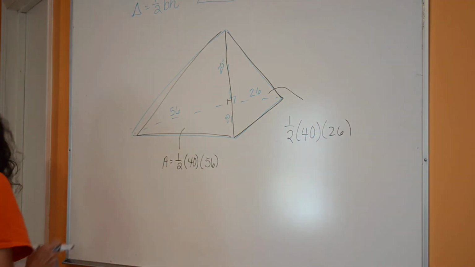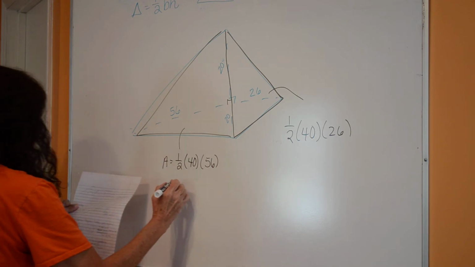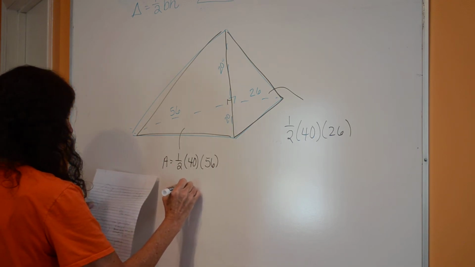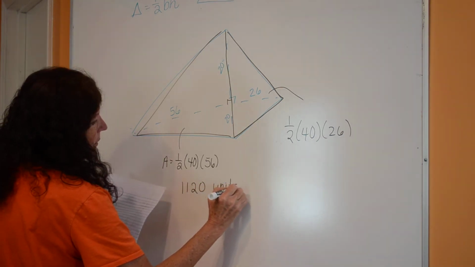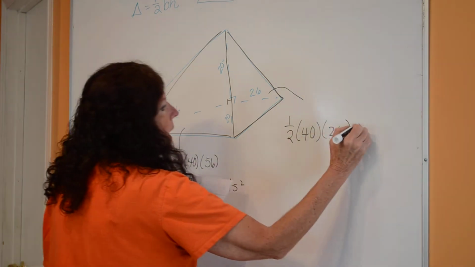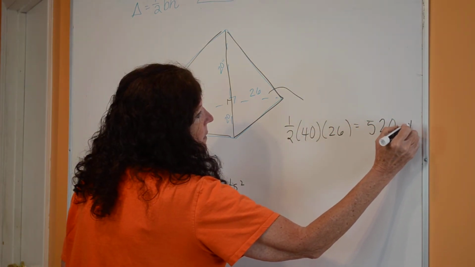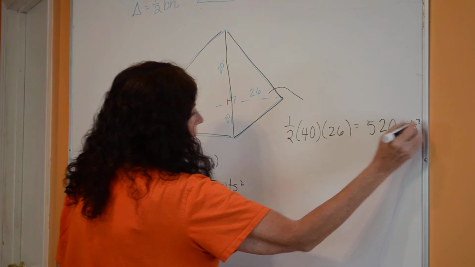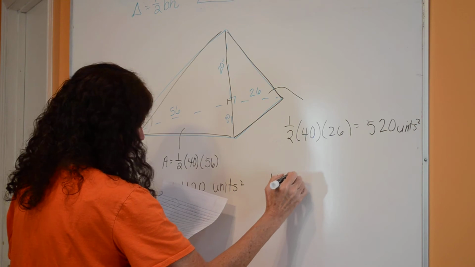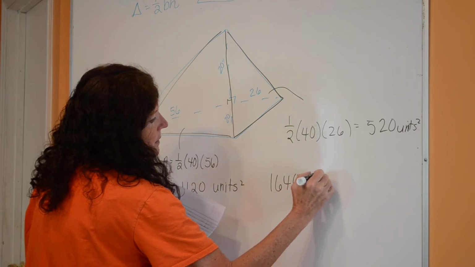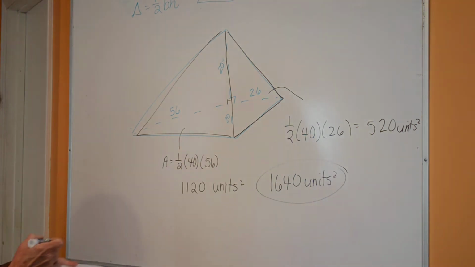So when I do that out, this one is 1,120 units squared. And this one is 520 units squared. And I'm going to add these two things together and get 1,640 units squared. All right, now I'm going to put one up there for you to try.